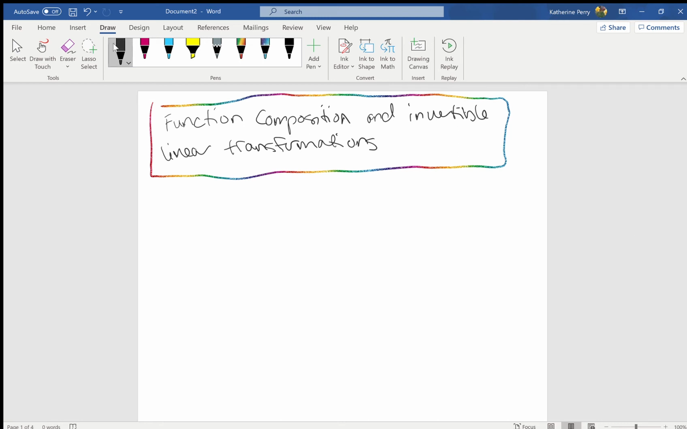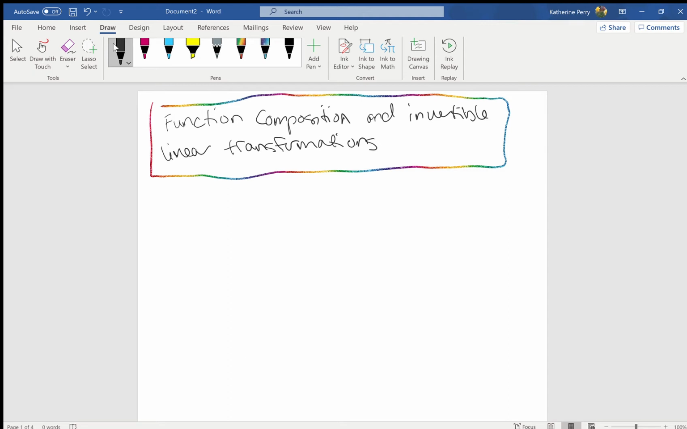All right, so with this video, I want to quickly review this idea of function composition that hopefully people have seen before, and then relate that to linear transformations and in particular, invertible linear transformations.